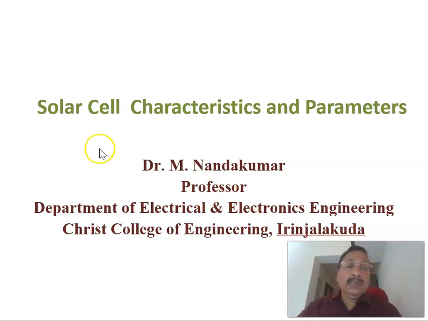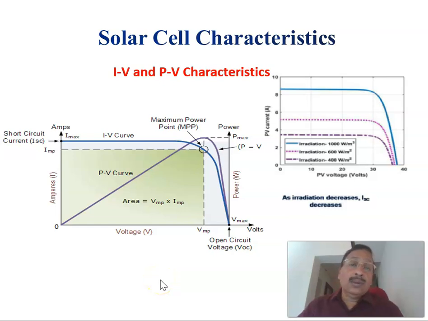Now I'll be explaining solar cell characteristics and different parameters of solar cell. Basically there are two characteristics: current voltage characteristics and power voltage characteristics. We call them IV characteristics and PV characteristics. Coming to the first one, current voltage characteristics, that is, IV characteristics.